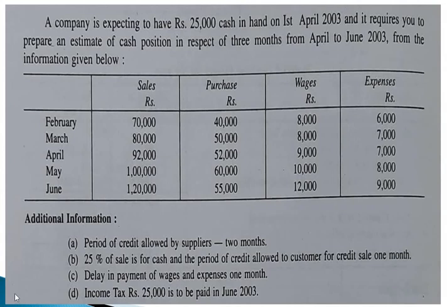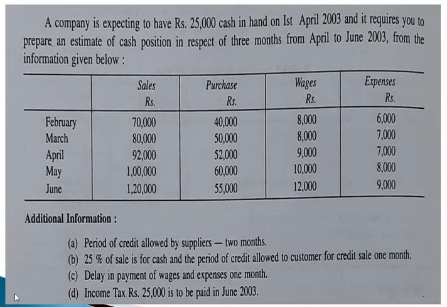Hello everyone, this is the second video on cash budget. So now let us look at the problem. It says that a company is expecting to have rupees 25,000 cash in hand on 1st April 2003. So this is the opening balance of cash on 1st April 2003, and you have to prepare an estimate of cash position, that is a cash budget for 3 months from April to June 2003.